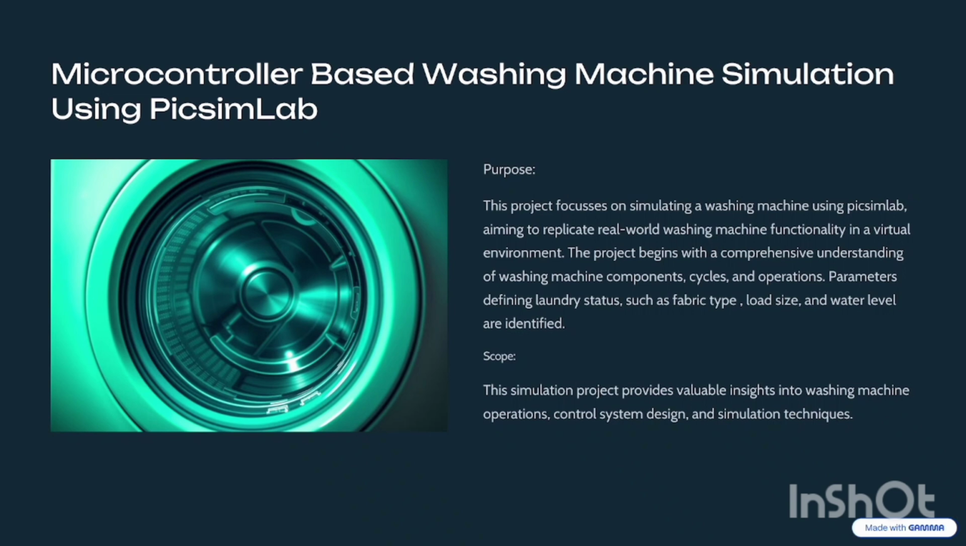The project begins with a comprehensive understanding of washing machine components, cycles, and operations. Parameters defining laundry status such as fabric type, load size, and water level are identified. Okay. The scope of this simulation project provides valuable insights into washing machine operation, control system design, and the simulation techniques.